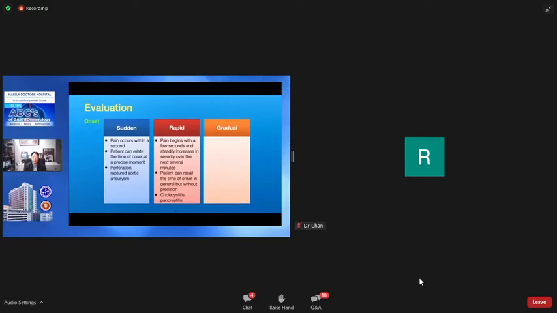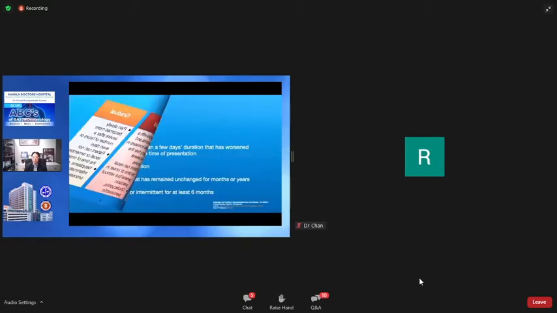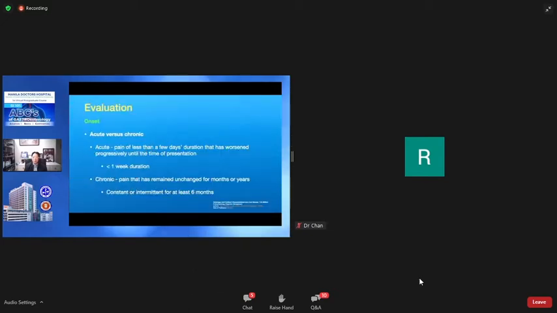It is commonly associated with cholecystitis and pancreatitis, while pain of gradual onset is pain that slowly becomes more severe only after a number of hours, even days, have elapsed. Here, the patient's memory as to the time of onset of the pain is vague. The patient cannot recall the time of onset, and this is usually associated with neoplasms or chronic inflammatory processes. The history of a patient with abdominal pain also includes determining whether the pain is acute or chronic.